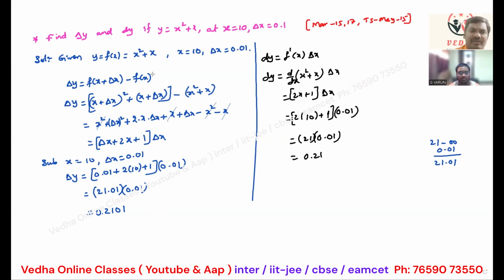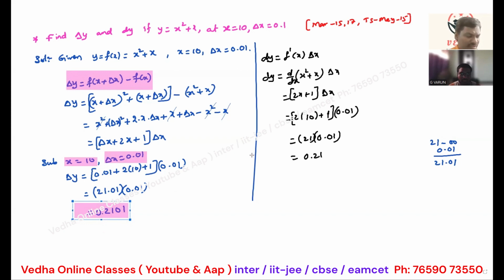And the important concept is delta y is equals to f of x plus delta x minus f of x, the most important formula. And after that, we are substituting here, x is equal to 10 and delta x is equal to 0.01. Finally, we are getting the delta y value as 0.2101, and dy is equals to 0.21.